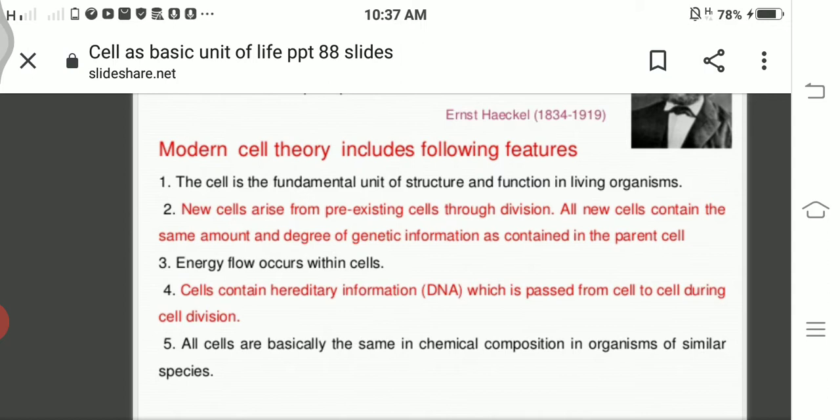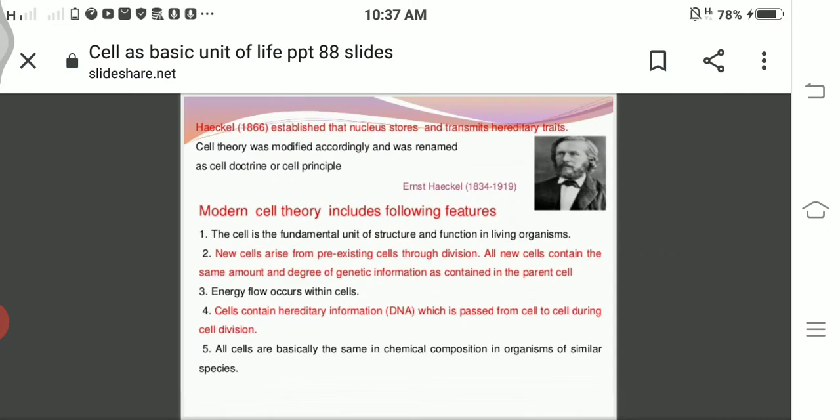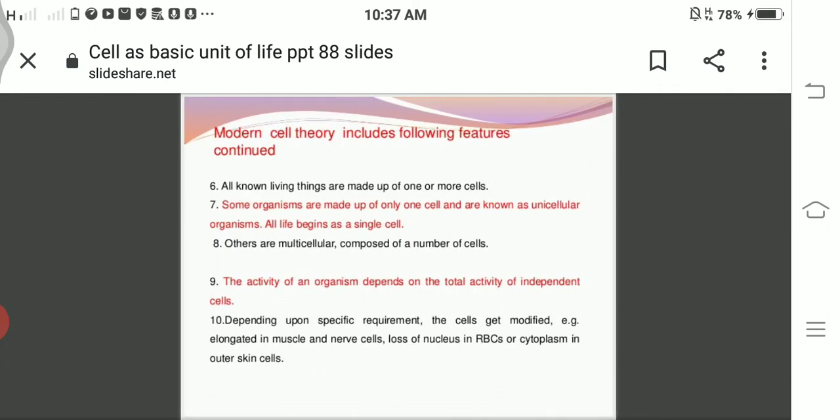Cells have the hereditary information in the form of DNA, deoxyribonucleic acid, and it comes only during the stage of cell division. All cells are basically the same in chemical composition, but their shape and size may vary according to their functions. Going to the next slide.